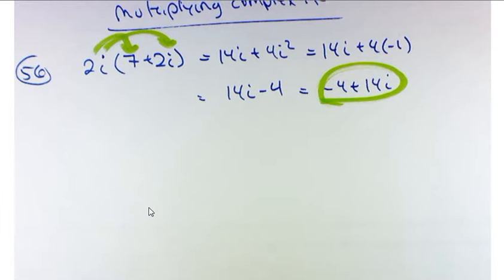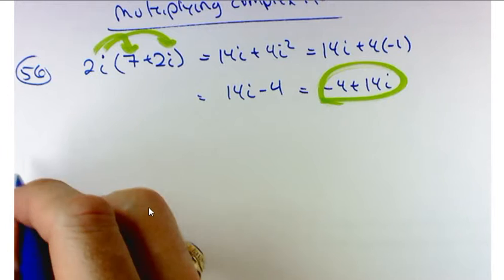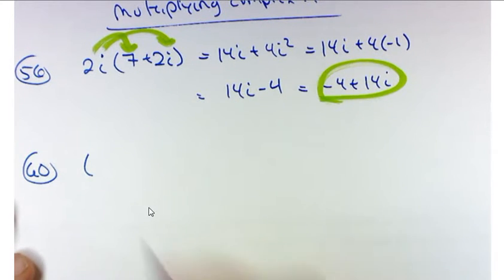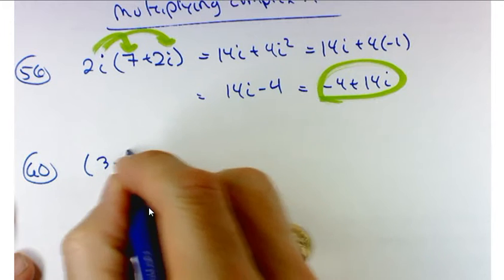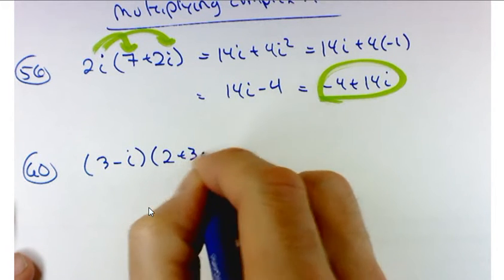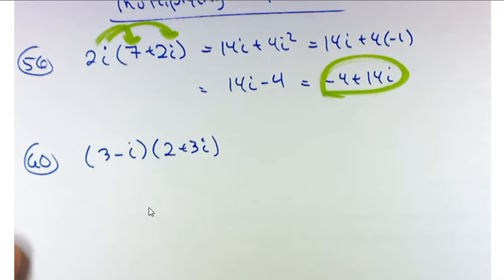Let's try some more here. Let's try problem number 60: 3 minus i times 2 plus 3i. What process do you think I'm going to have to go through to multiply the two complex numbers? FOIL. Good. Same as multiplying any two binomials. So first, outside, inside, last.